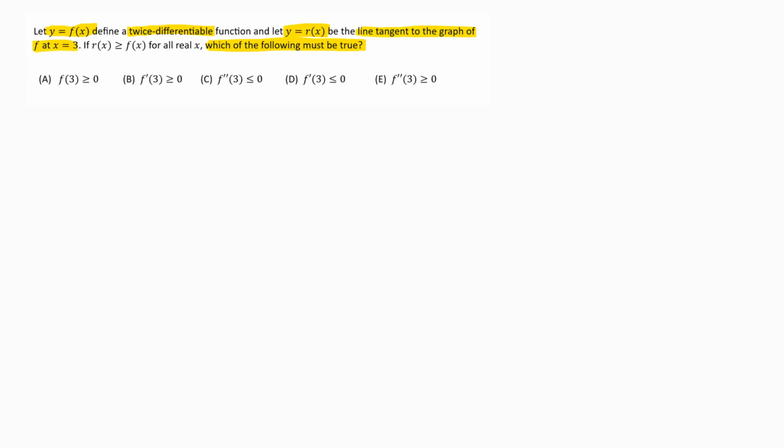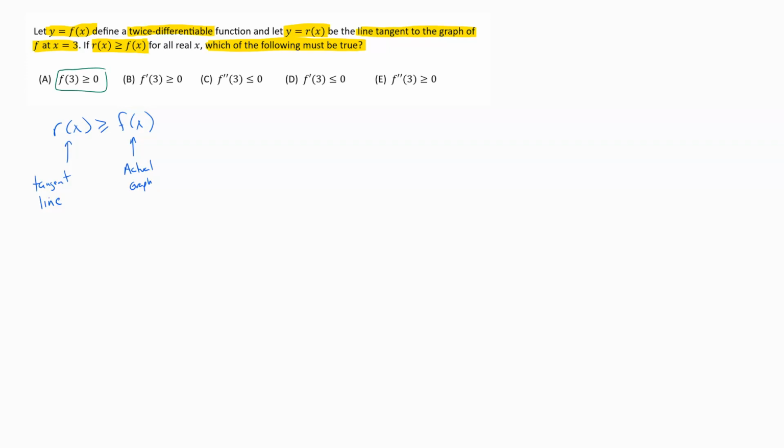So based upon that information, and also on the fact that the tangent line is always greater than the actual graph, that's what that's saying there. When they say r of x is greater than or equal to f of x, they're telling us that our tangent line is always above our actual graph. That's kind of the important piece of this problem. So based upon that, let's see what we can find as we start coming through here.